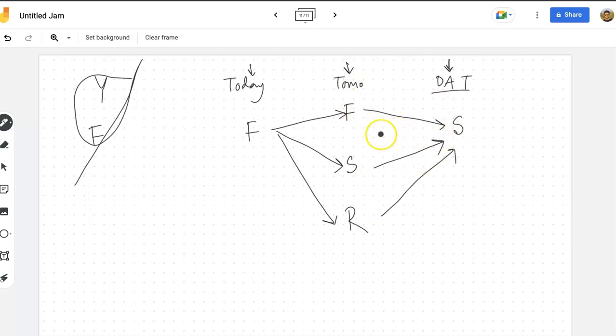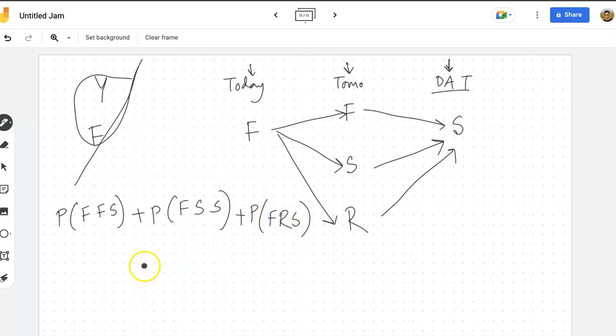There are multiple ways we can find the probability. One way: today is foggy, tomorrow is foggy, but the day after tomorrow is sunny. Again, today is foggy, tomorrow is sunny, day after tomorrow is sunny. Again, today is foggy, tomorrow is rainy, and day after tomorrow sunny. So there are three paths, and we just need to sum the three probabilities. So we need to find the probability of FFS plus probability of FSS plus probability of FRS. This is the total probability.